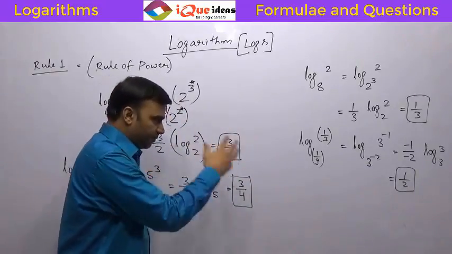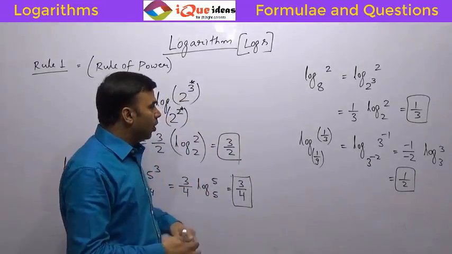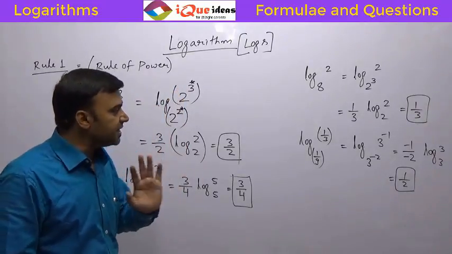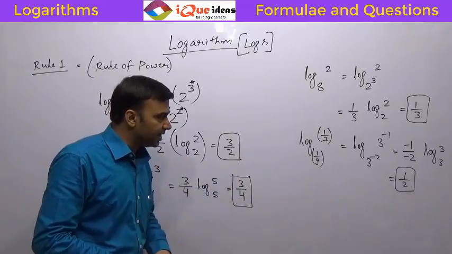But this rule or this process can be applied only when both the number and the base are powers of the same base or powers of the same number. Only in those cases the simplification can happen.